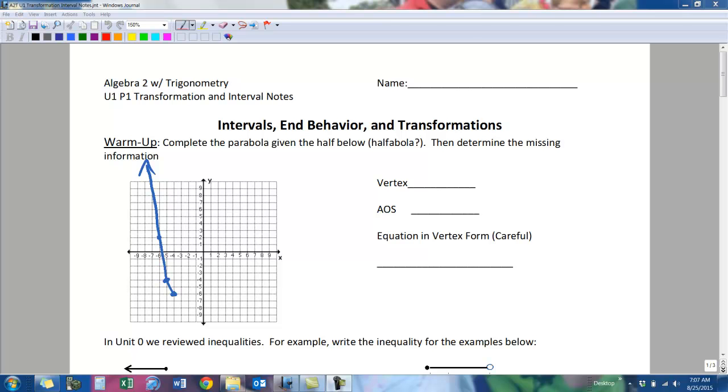Intervals and behavior and transformations of parabolas. There's a quick warm-up here. I want you to complete the parabola. Go ahead and press pause and hook that up, or you can watch and see how it goes down.